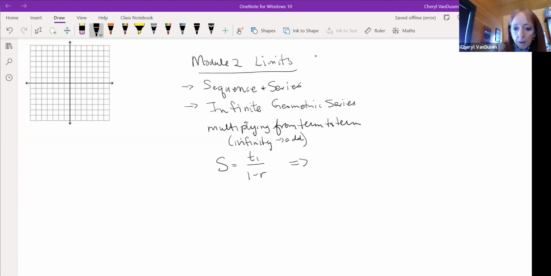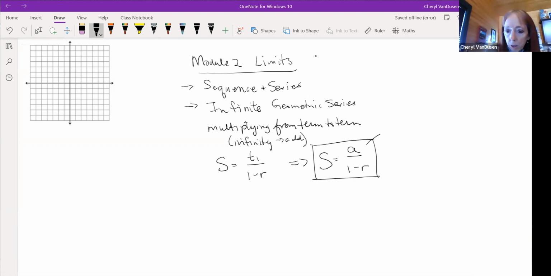We normally have it, and I know in Math 31, I believe they use the A. Not a big deal, one or the other. I think this is the one that we'll more use in our discussion. A is the first term, and R is the ratio. And the S in this formula is the sum.